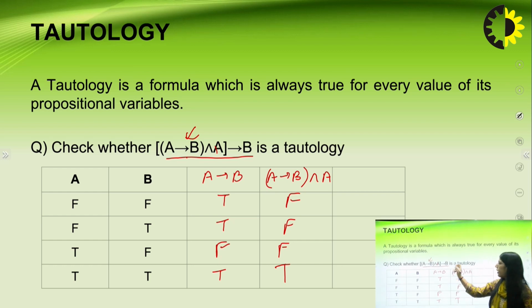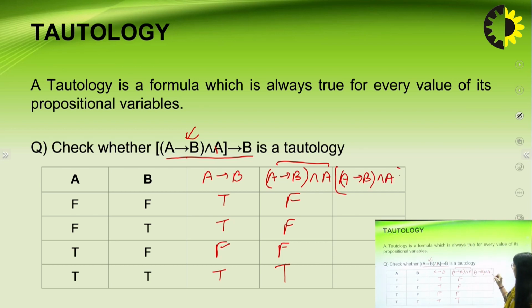Lastly, we need to find this particular proposition, implies B. We need to apply this result along with the B proposition, then false and false will result in false.